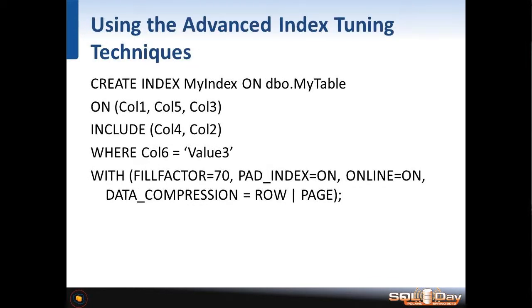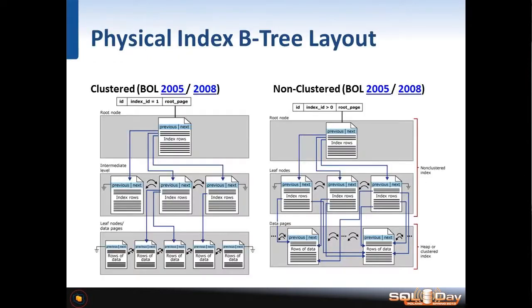Building indexes is fairly easy in SQL Server. Create index, whatever you want to call it, on some table, on whatever columns you want. Include whatever columns you want. Add a where clause if you so desire. With fill factor, pad index on or off, online on or off, data compression row or page. Fairly straightforward. The beauty of this syntax is, if you want a clustered index, insert the word clustered in here. If you want a unique index, insert the word unique in here. It's a fairly straightforward language structure to work with within the actual database engine.